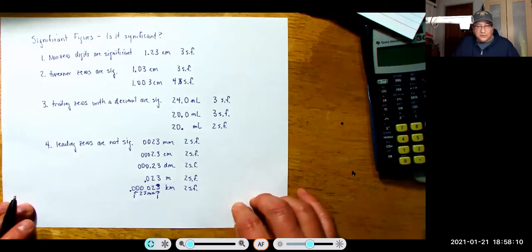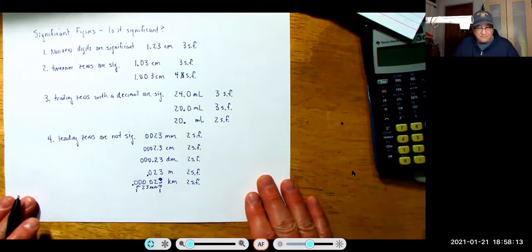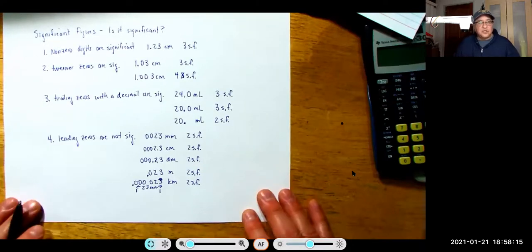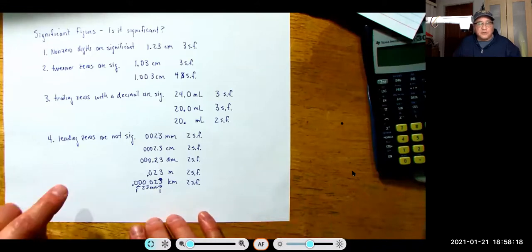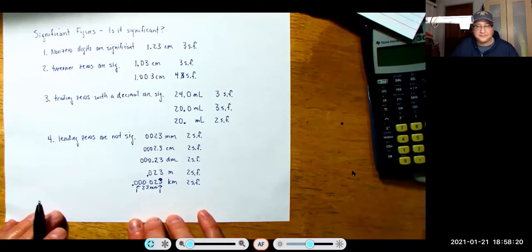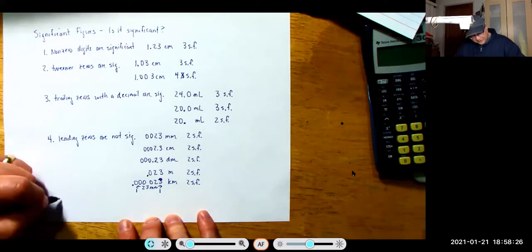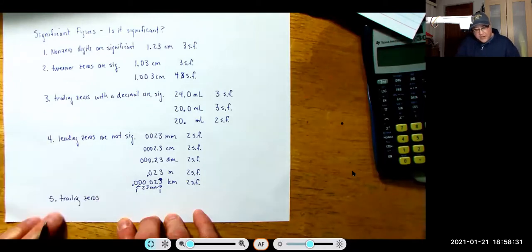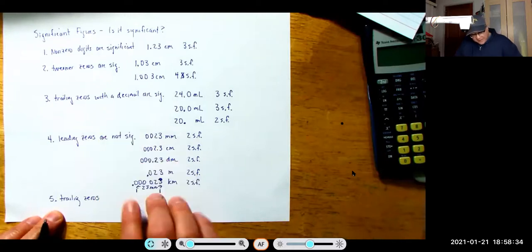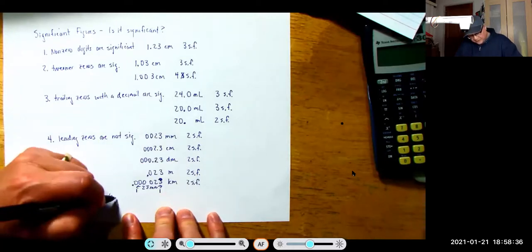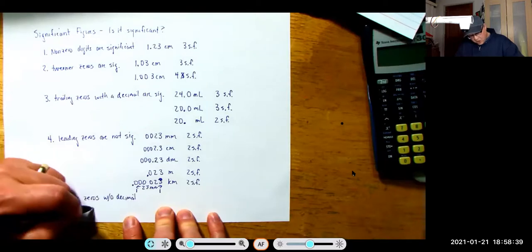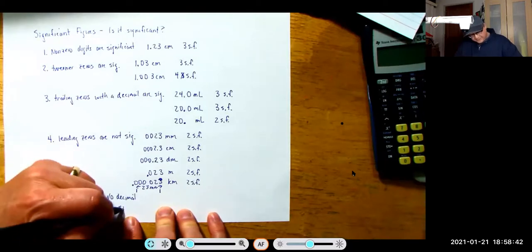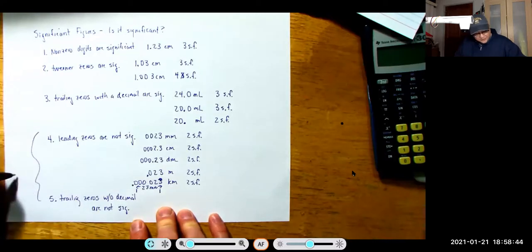I'm not asking you to like the rule. I'm asking you to apply it. Okay? So, do you think you understand how to apply this rule? Okay, we're going to move on. Number 5, the last rule. This is trailing zeros again. Here we have trailing zeros with a decimal. Now we have trailing zeros without a decimal. Are not significant. So these are the not rules, and these are the yes rules.